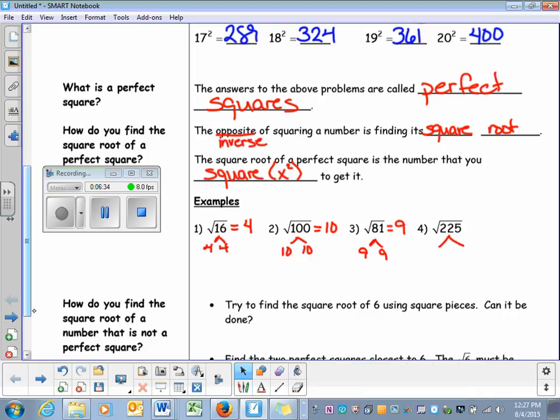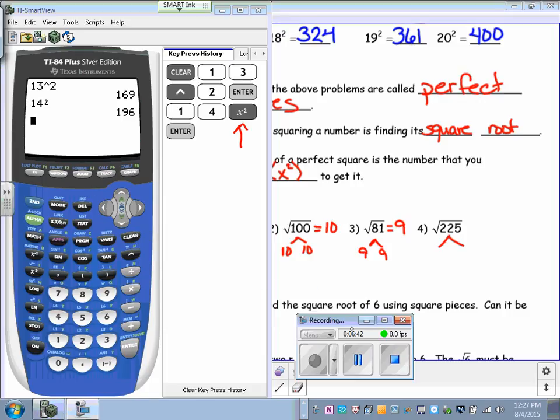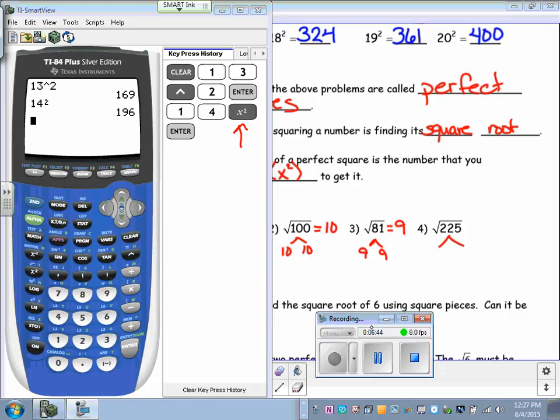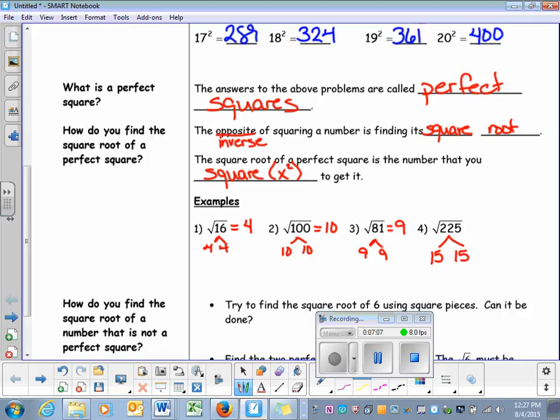225. Now, you may or may not know that one because it's not part of the regular times tables. So let's take a look on where we can find this on our graphing calculator. All right, the square root button, you'll see the symbol in blue right above the x squared that we just used. So we have to press second x squared in order to get the square root symbol. 225, enter, and we find out that 225 is 15 times 15, so the square root of 225 is 15.